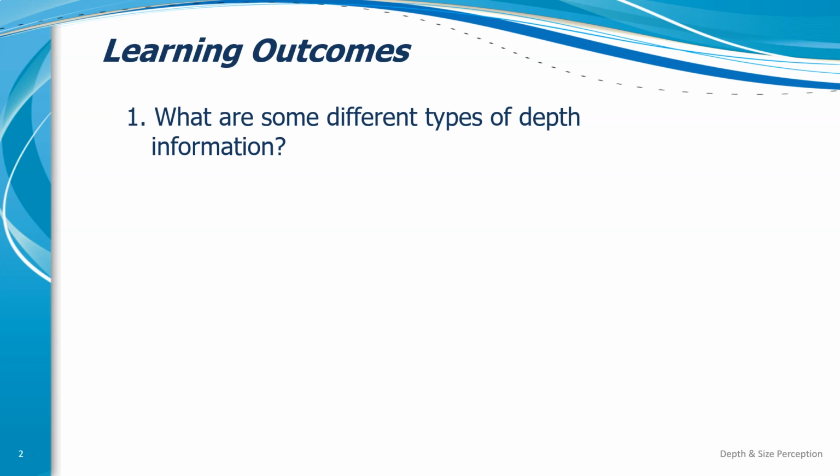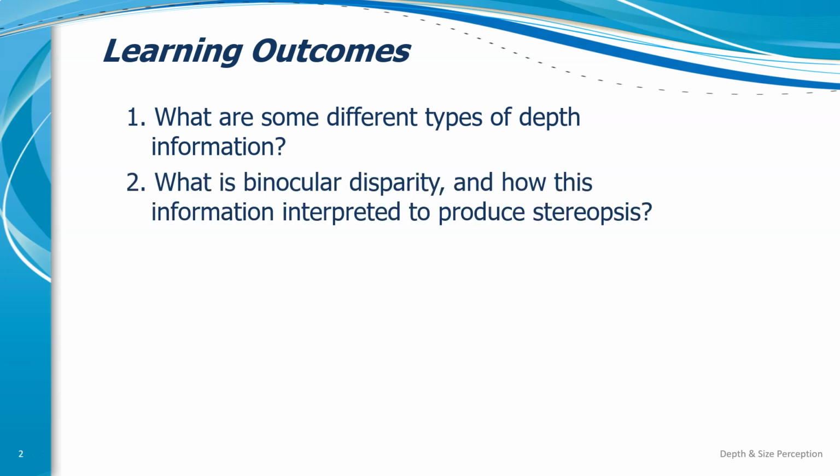We'll talk about different types of depth information. We can categorize them a bunch of different ways, and in fact the categories can even overlap to some extent. As number 2, I'll focus on one particular depth cue called binocular disparity, and we'll see how this produces our experience of seeing in stereo called stereopsis.